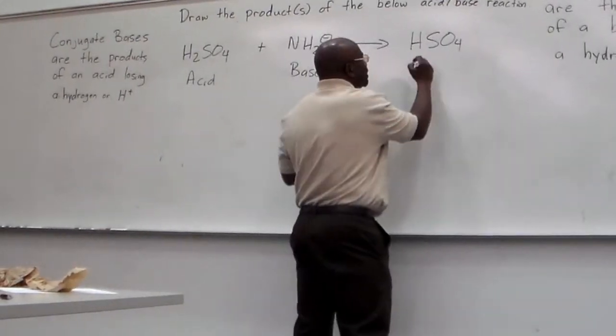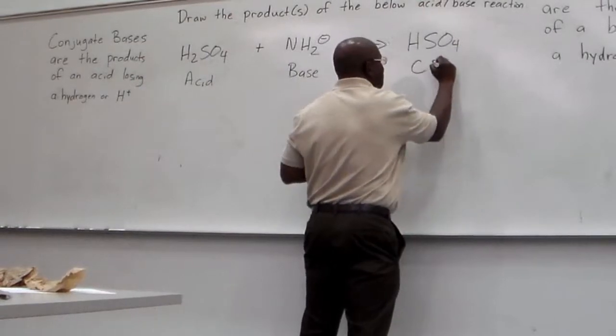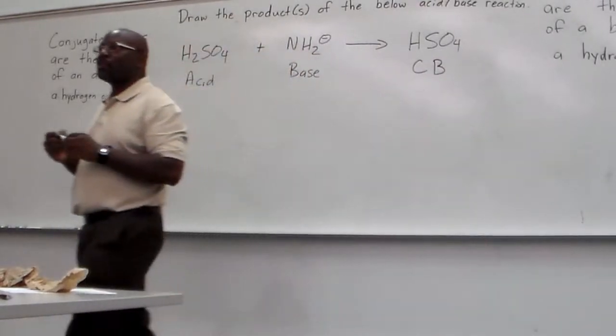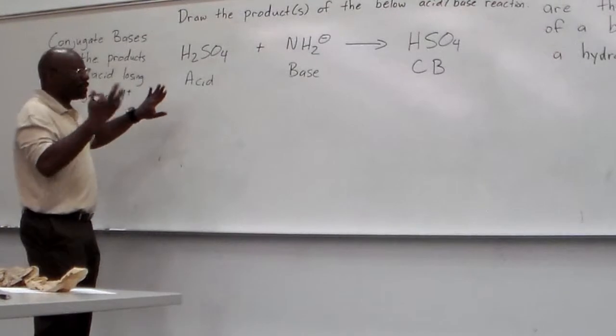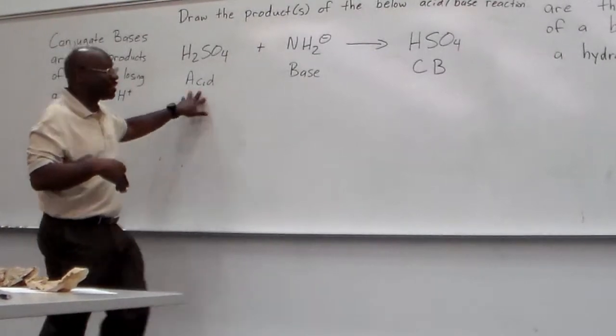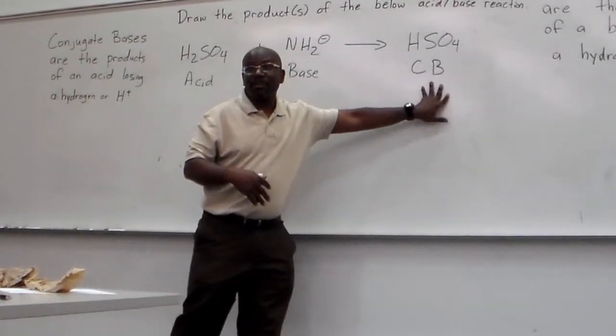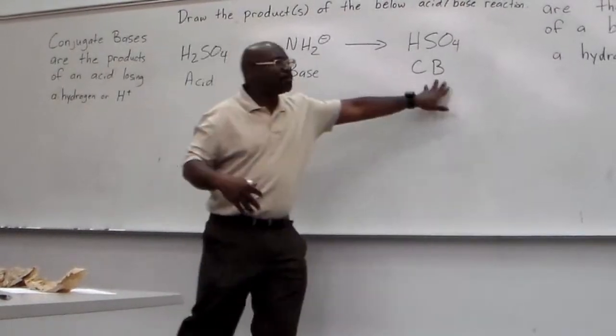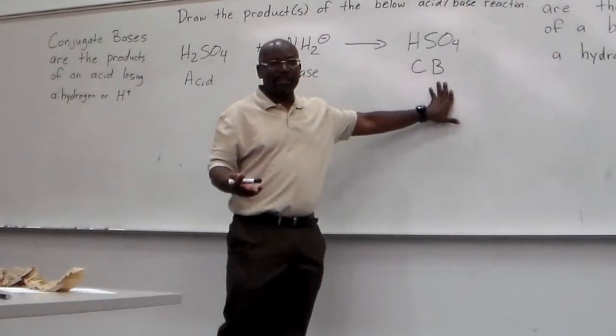Now once you get the molecule, you can call this your conjugate base. Because remember, you're not going to have an acid on both sides. If I start with an acid, I'm not going to end with an acid. So if I start with an acid side, my product will be the base, the conjugate base.